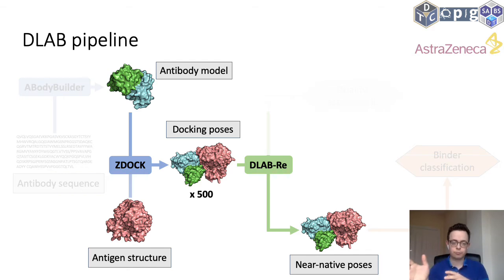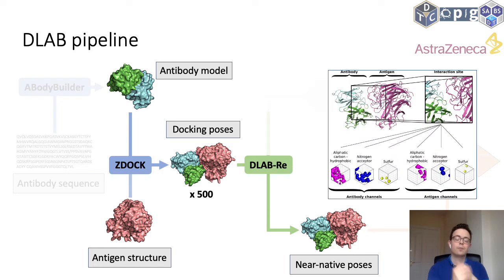We term it DLAB-RE for rescoring, which re-ranks the ZDock output. We are able to use a convolutional neural network here to re-rank poses because after generating the poses using the docking program, we convert them into three-dimensional grids of atom type densities using the libmolgrid Python package, which obviously enables us to very readily use them as inputs into convolutional neural network architectures.